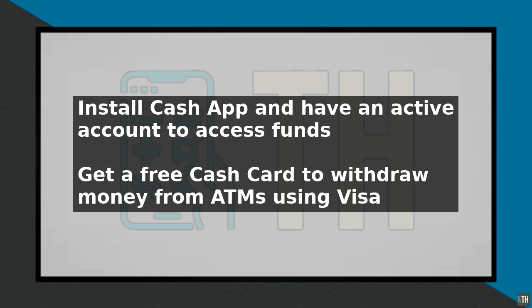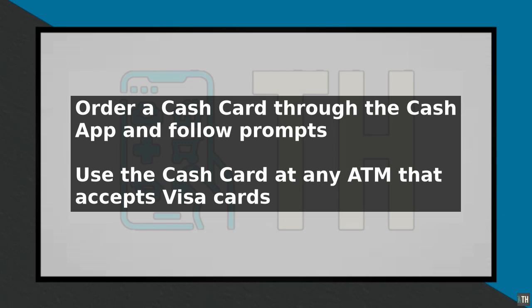To get a Cash Card, open the Cash App, tap the Cash Card tab, and follow the prompts to order your card. Once you have your Cash Card, you can use it to withdraw money from ATMs. To withdraw money from an ATM using your Cash Card, start by locating an ATM near you. You can use any ATM that accepts Visa cards, as the Cash Card is a Visa debit card.